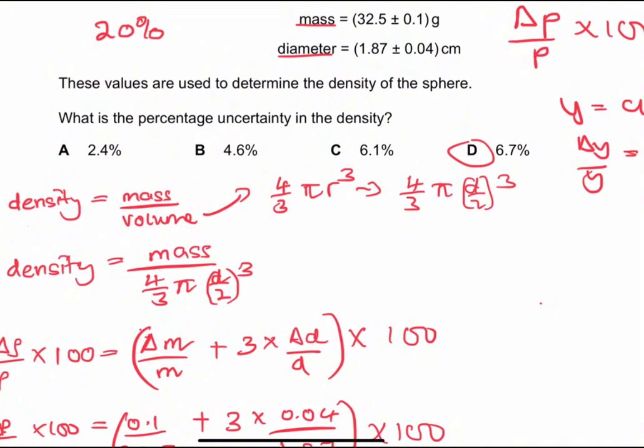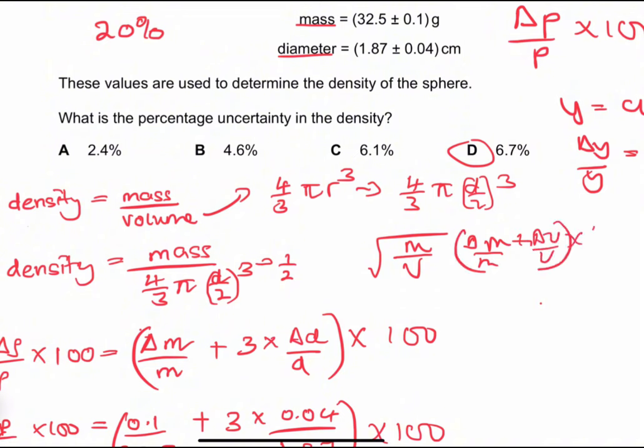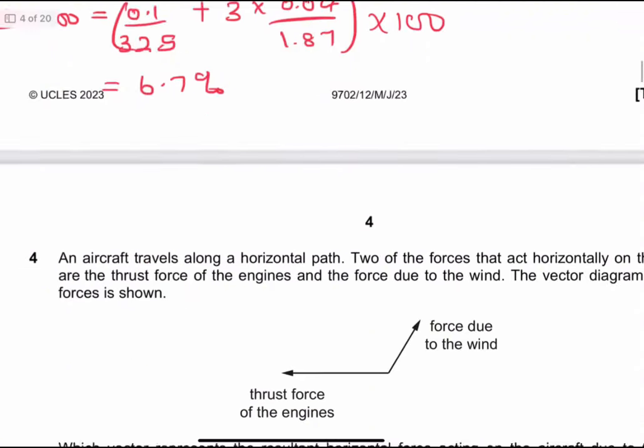What equation are you given? So delta m over that quantity plus, if there's a power, it's 3. If there was a half here, I would say half times. If it was the square root of maybe mass over volume, for example, I would be saying delta m over m plus delta v over v, multiplied by half. So whatever is raised to the power, you multiply by that power.